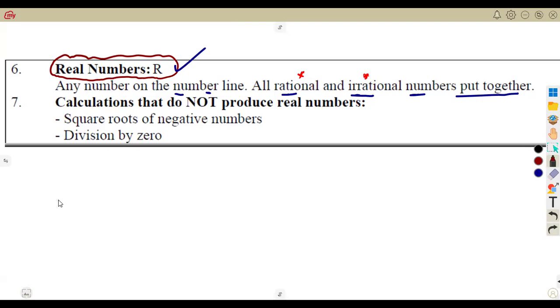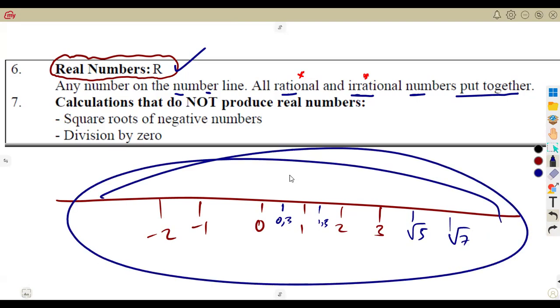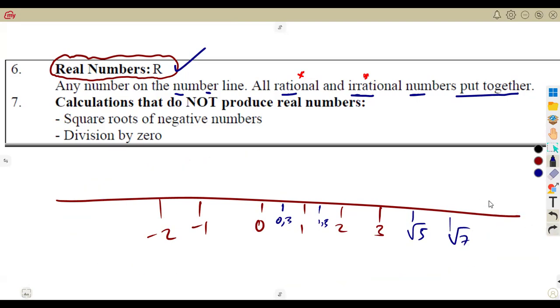So as long as numbers can be on a number line, we can have a 0 here, a 1, a 2, a 3, -1, -2, but also in between, we can have decimals there, 0,3, we can have 1,5, whatever we have in between these numbers. We can have the square root of 5, the square root of 7, and so on. As long as you can state that number, it becomes a real number.